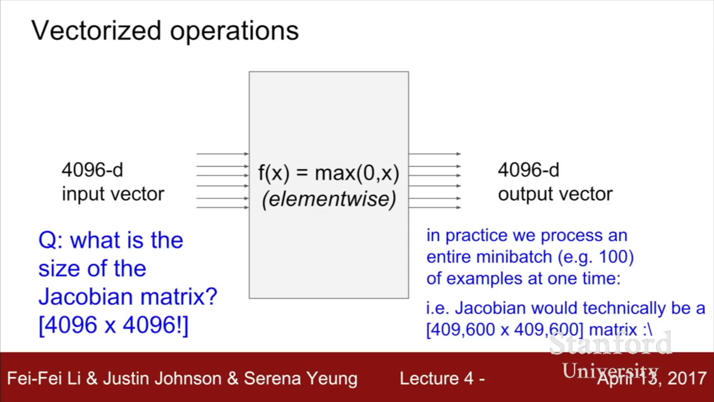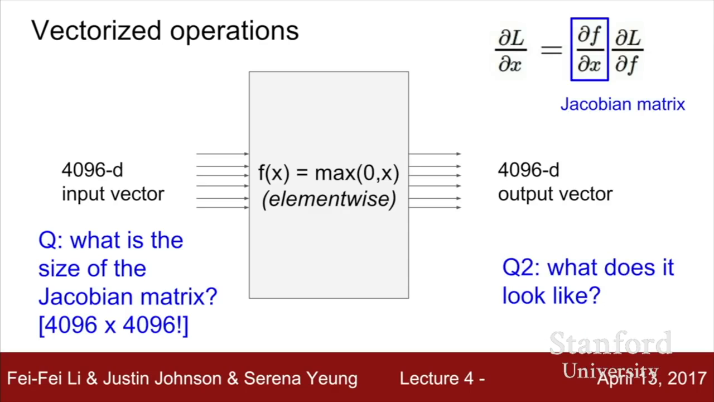So in practice, though, we don't actually need to compute this huge Jacobian most of the time. And so why is that? What does this Jacobian matrix look like? If we think about what's happening here, where we're taking this element-wise maximum, and we think about what each of the partial derivatives are, which dimensions of the inputs affect which dimensions of the output? What sort of structure can we see in our Jacobian matrix?